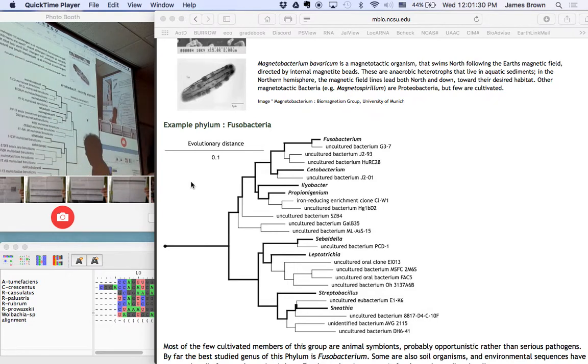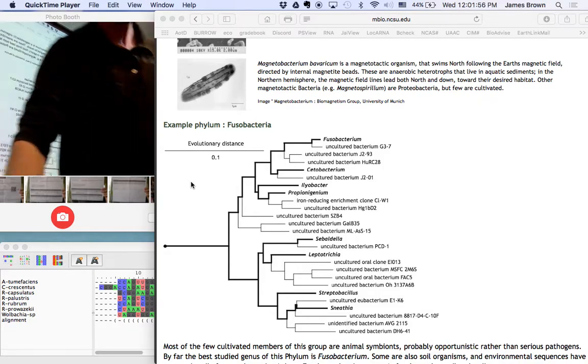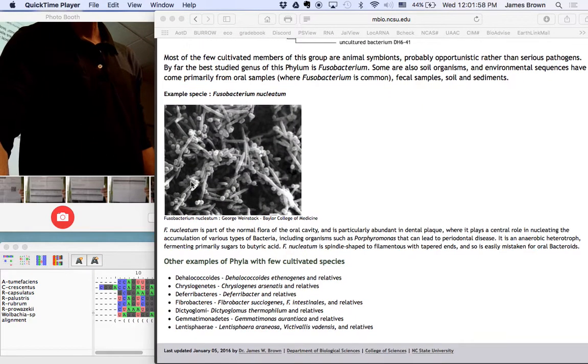Fusobacterium is another one of these big groups. Fusobacterium itself is the only one that's really very well characterized. It's a symbiont. You have it in your teeth. It's one of the first colonizing organisms when you're a baby and your teeth erupt. Fusobacterium and Veillonella are the two first colonizers of the surface, and they're a major component of your teeth throughout life.